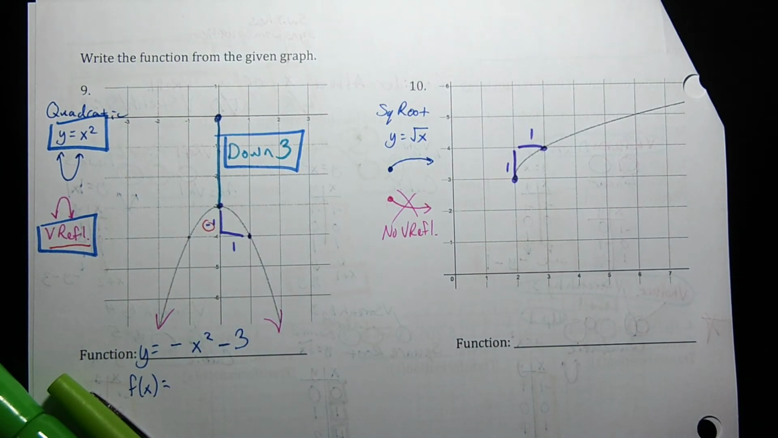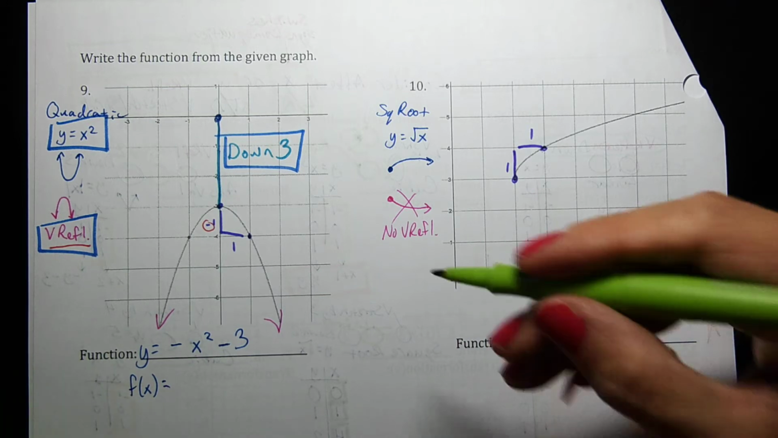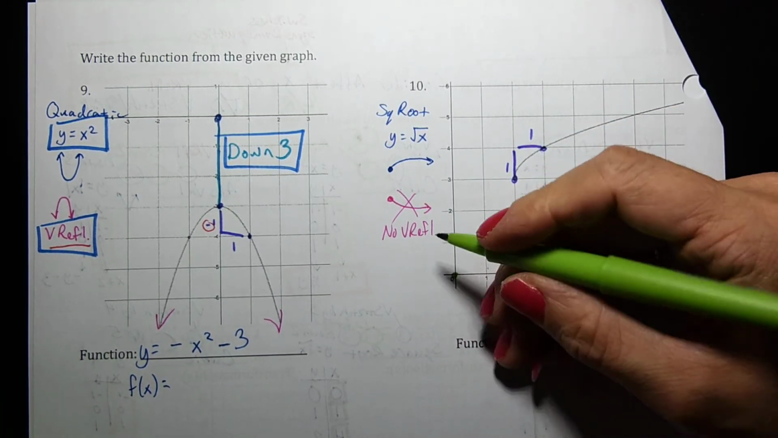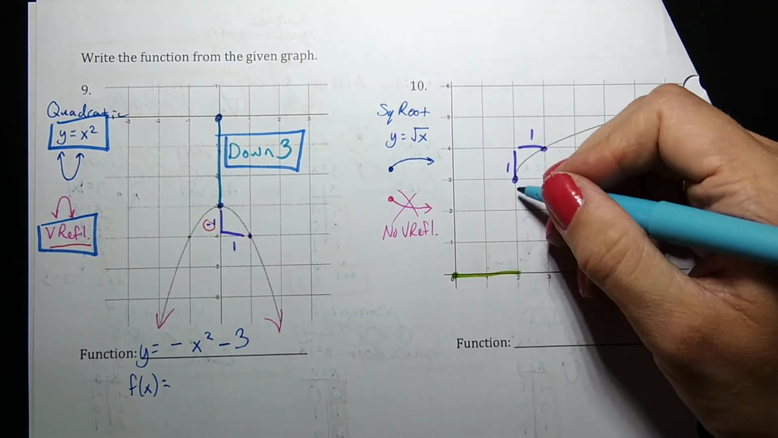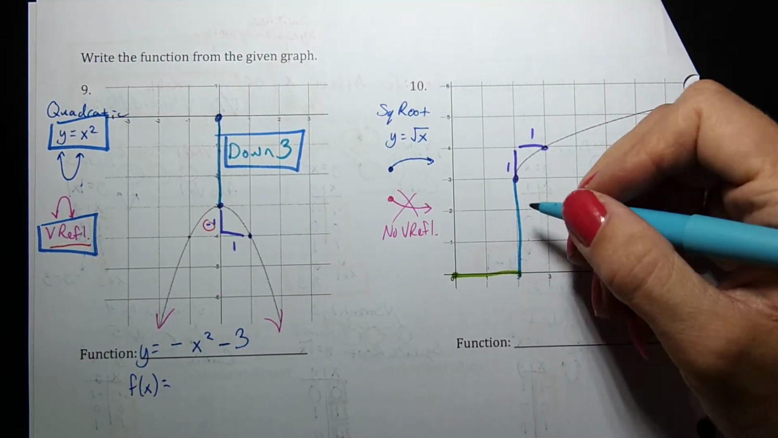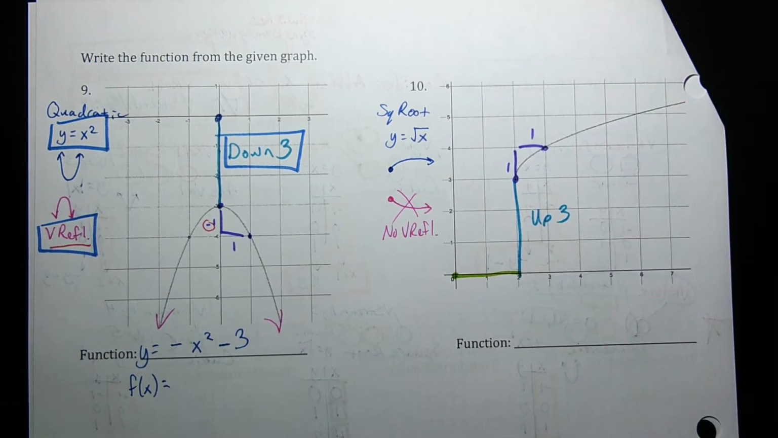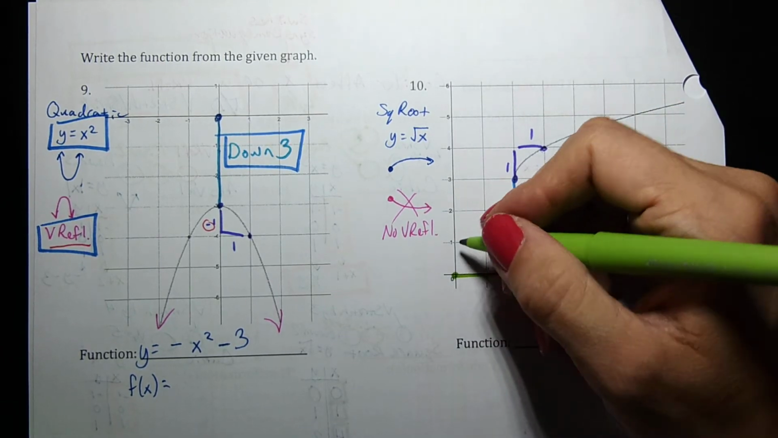Next are sliding transformations. We have started at 0, 0 and gone forward 2, up 3. So up 3 and right 2.